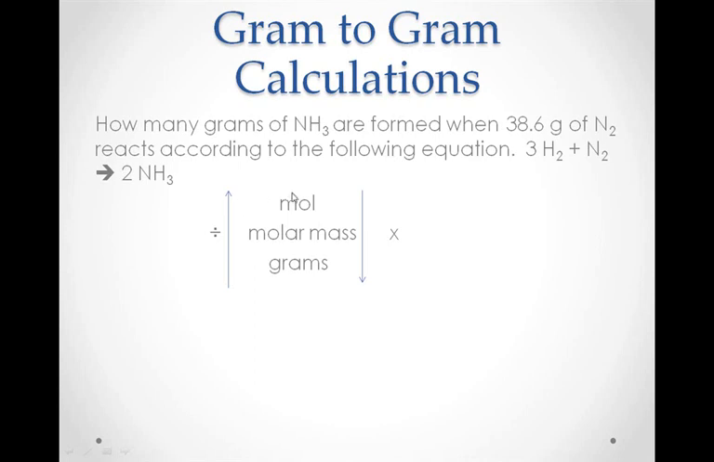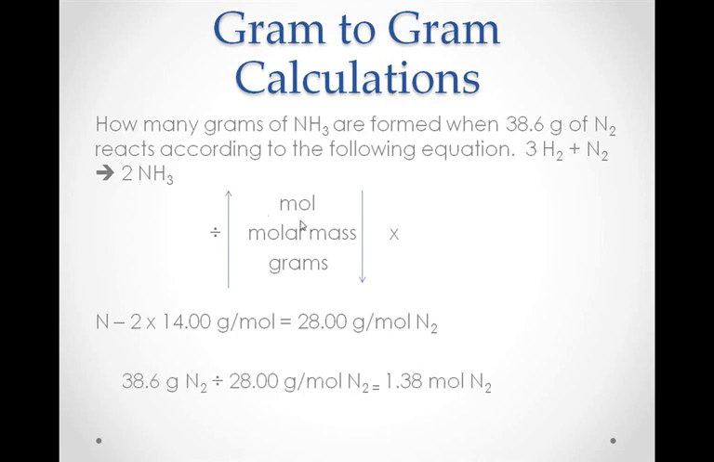So first, let's go from grams to moles by taking grams and dividing it by the molar mass of N2. First thing we've got to do is get the molar mass of N2. Well, since there are two N's and each one has a mass of 14 grams per mole, 14 grams per mole times 2 is 28, so that's 28 grams per 1 mole of N2. So now we're going to use this process here. We're going to take the number of grams given, divide it by the molar mass, and get the number of moles. So we're going to take the 38.6 grams of N2, divide it by the 28 grams per mole of N2, and we're going to get 1.38 moles of N2.